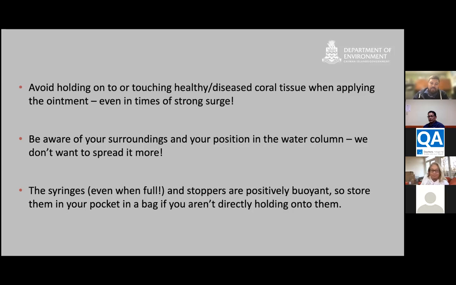A good thing to note is the syringes, when they're full, they are positively buoyant, so they will float up if you let go of them. So just make sure you store the ones that you're not using in your bag, or in your pocket, or if you've got a bag attached to the BCD, keep them in there, because if you let go, they're going to the surface and we probably won't find them again. So just make sure you're holding on to them all the time.